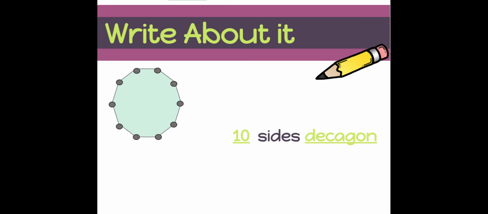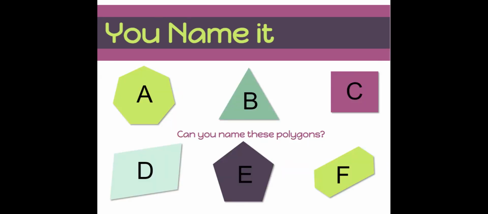Now let's get to a bigger shape here. Use your template and draw a decagon. Deca means 10. A decagon has 10 sides. Once you have finished, on the last slide, on your paper or your dry erase board, write the letters A, B, C, D, E, and F. Can you name these polygons?